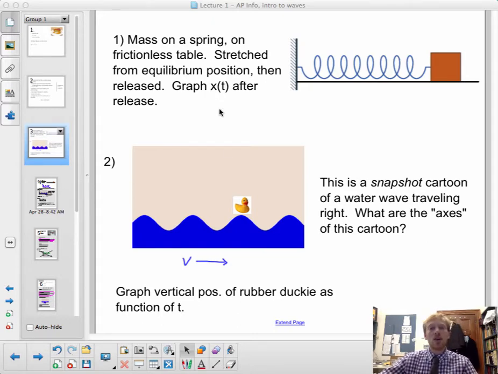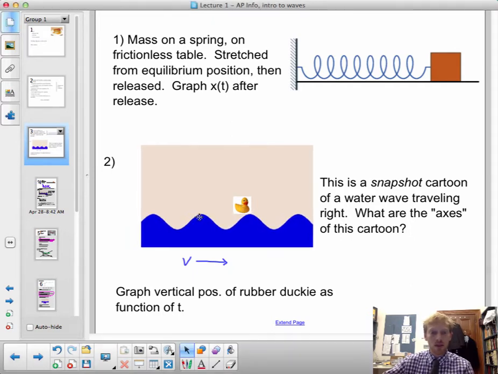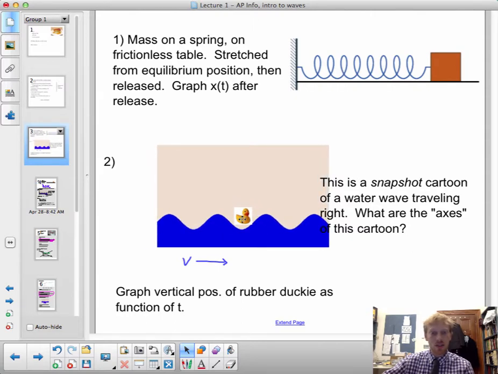I'd also like you to consider this situation, which I'll animate a little bit with my mouse. What I have here is a rubber ducky that is on top of a water wave. And as we know water waves do, this water wave is moving. It's not just a stationary wave. It travels, and it's traveling to the right.